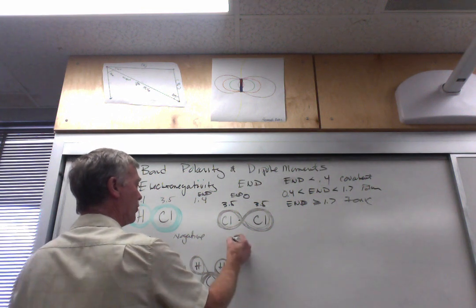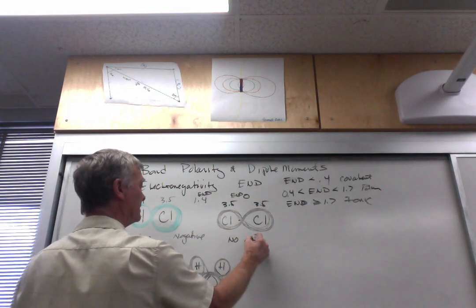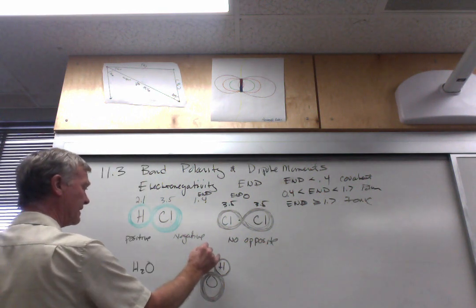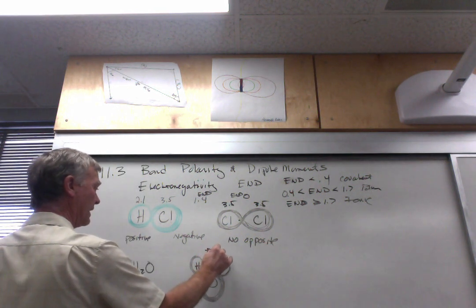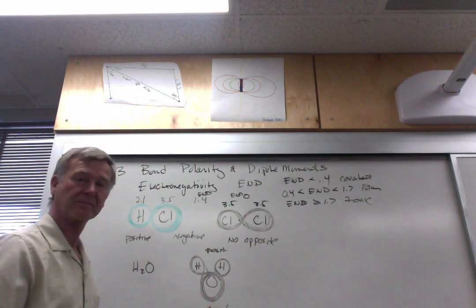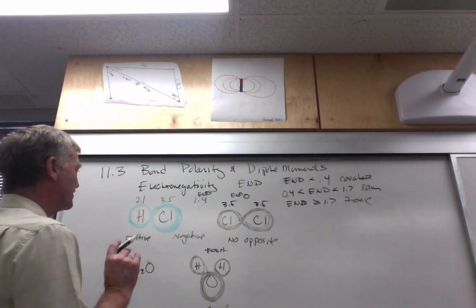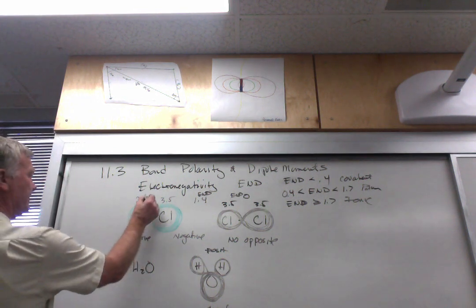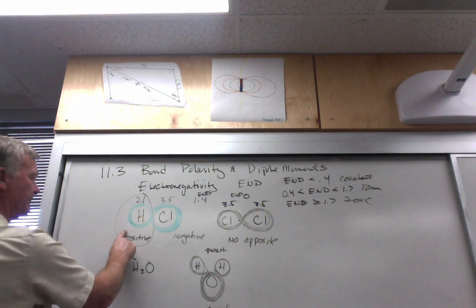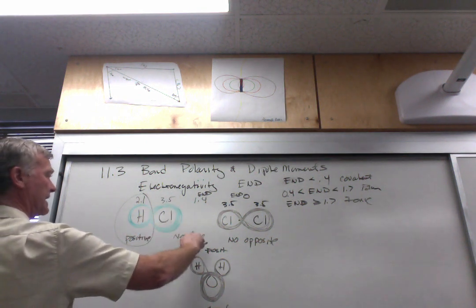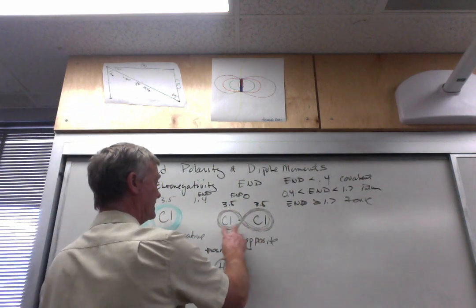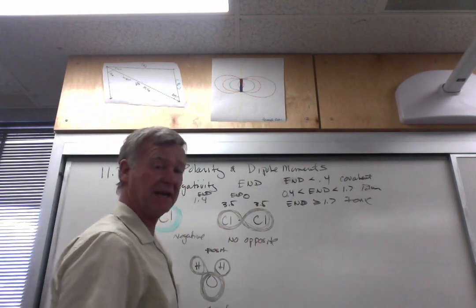Here, there's no opposite ends. Here we have a positive end to the molecule, and we have a negative end to the molecule. In most simple form, the positive end is the end with the smallest electronegativity. The negative end has the largest electronegativity. Where the electronegativities are the same, we'd say there's no opposite ends.